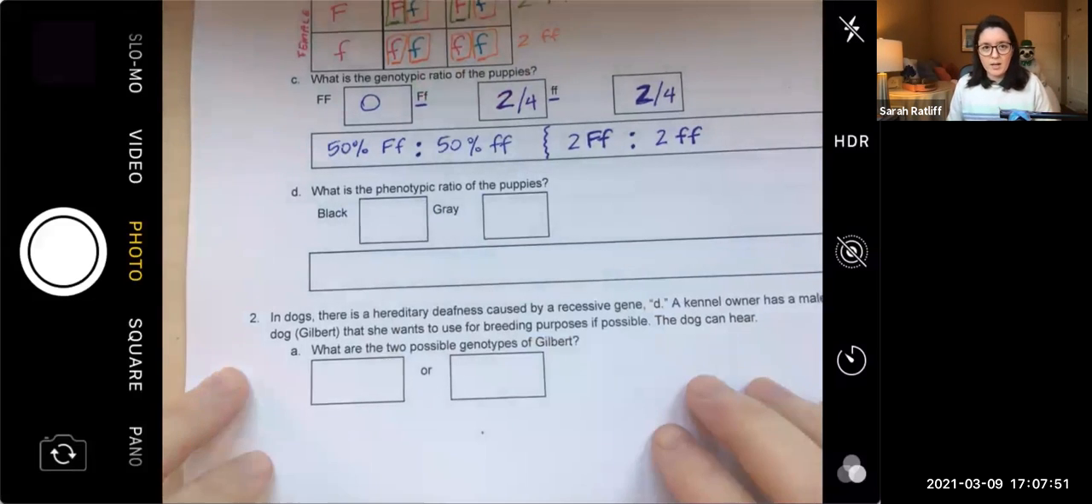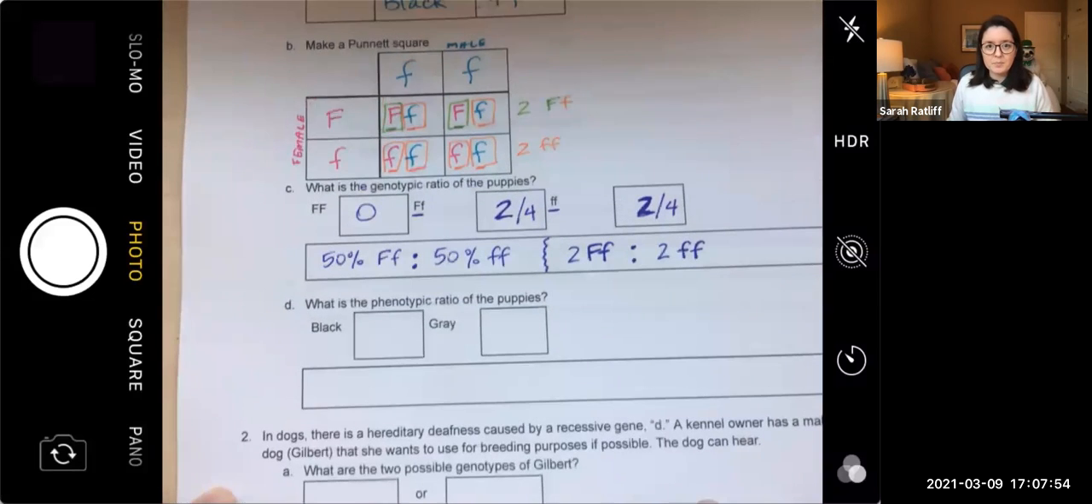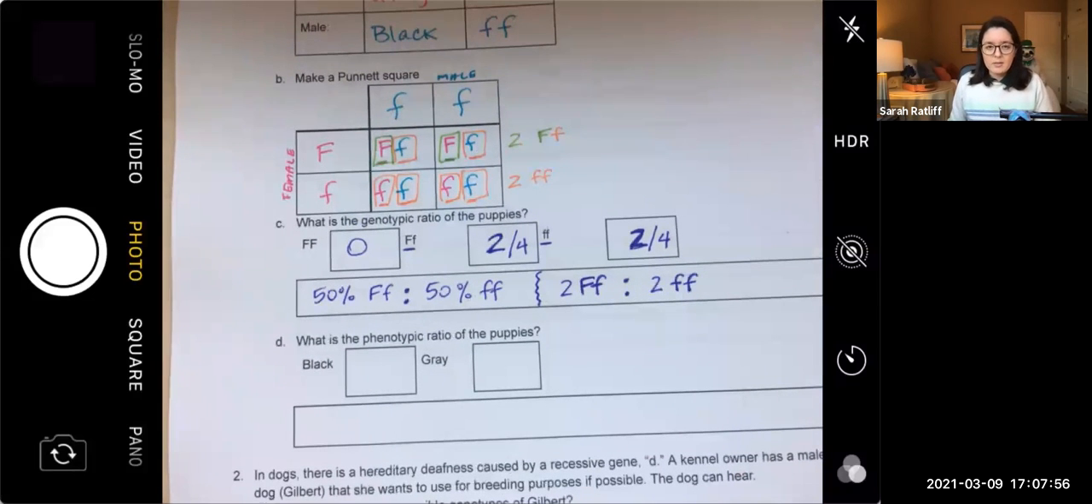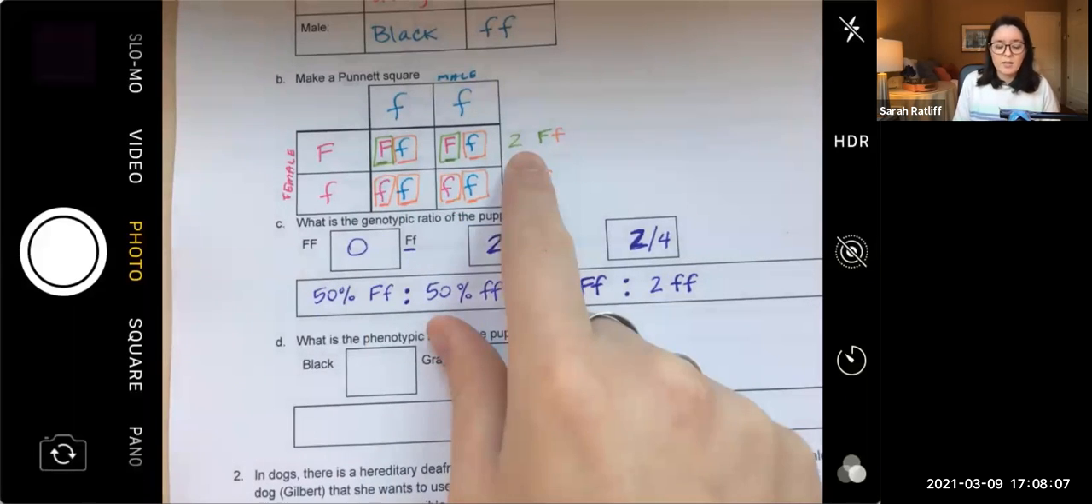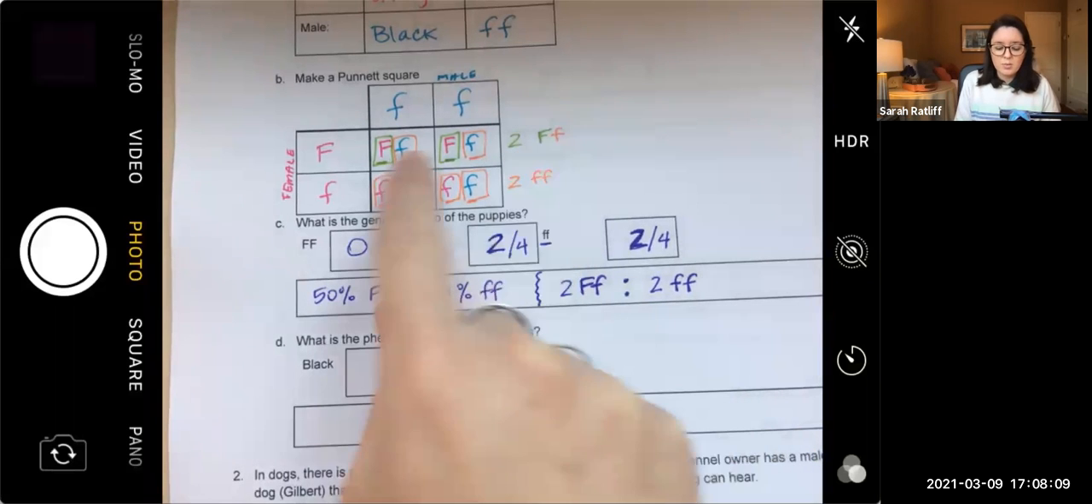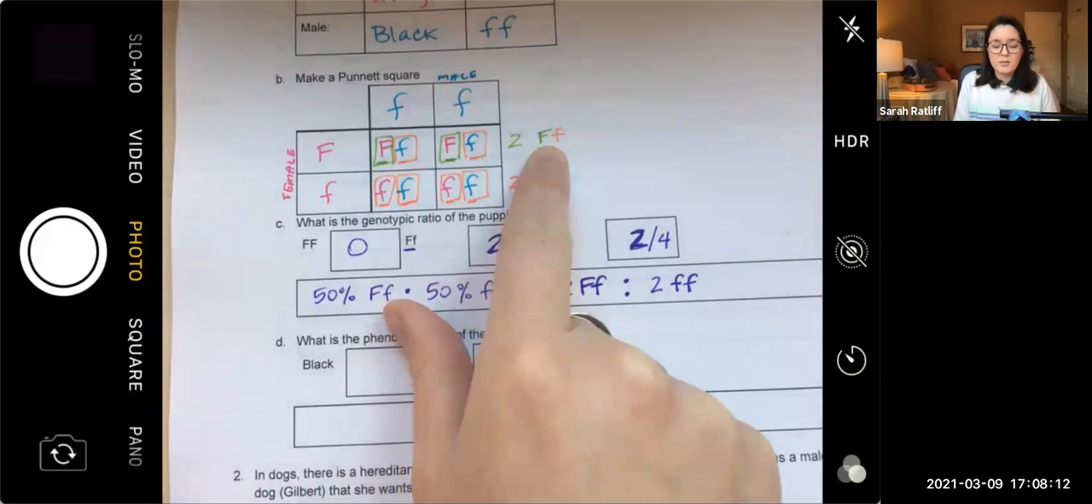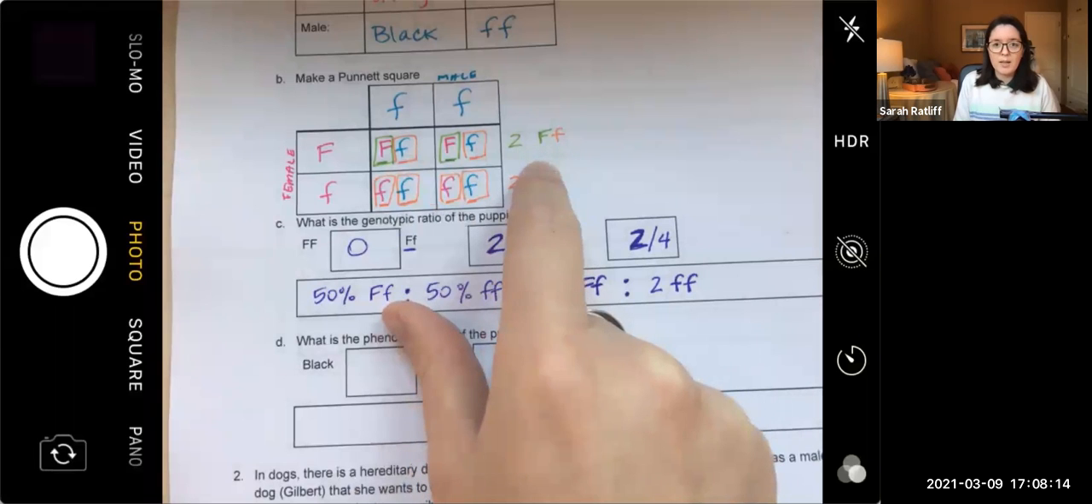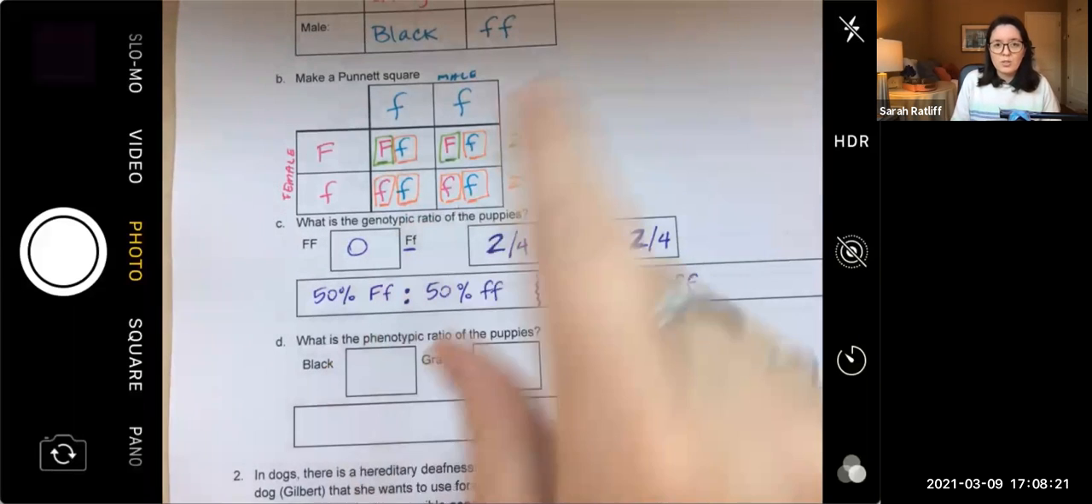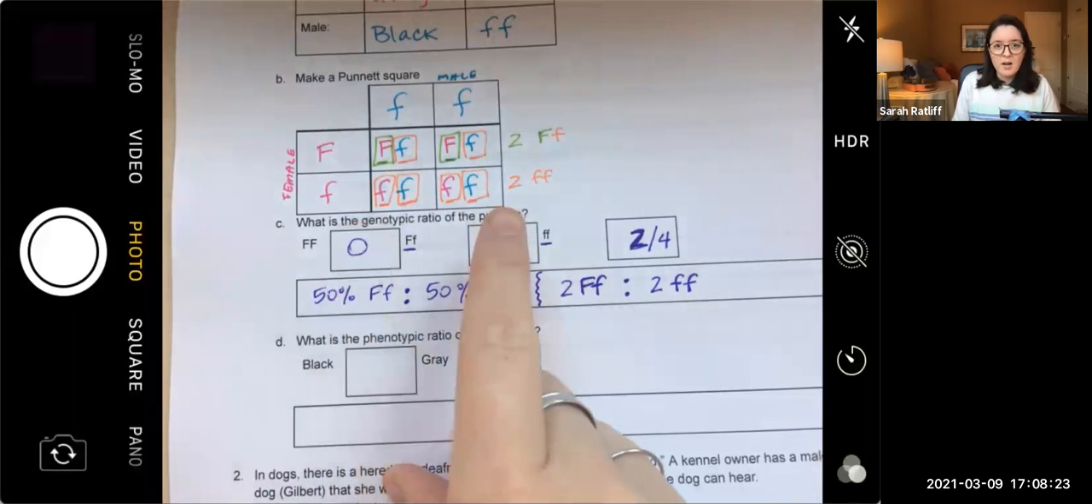All right, so let's go back up to our Punnett Square really quick. We know that gray is dominant, black is recessive. So knowing that, up here on our heterozygous, our 50%, 2 of the 4 heterozygous puppies, they have that dominant allele of big F. That means they're going to express or show that dominant trait of gray fur.